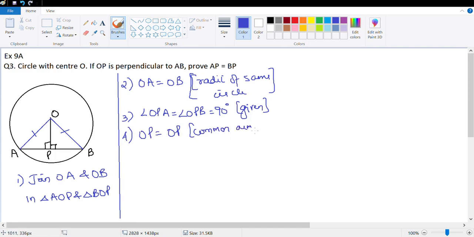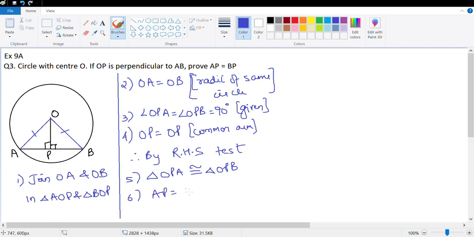Therefore, by right angle, hypotenuse, side test, triangle OPA is congruent to triangle OPB. What this gives us is AP is equal to BP using CPCTC, which is basically corresponding parts of congruent triangles are congruent. So that's the simple one. Let's look at the next homework question.